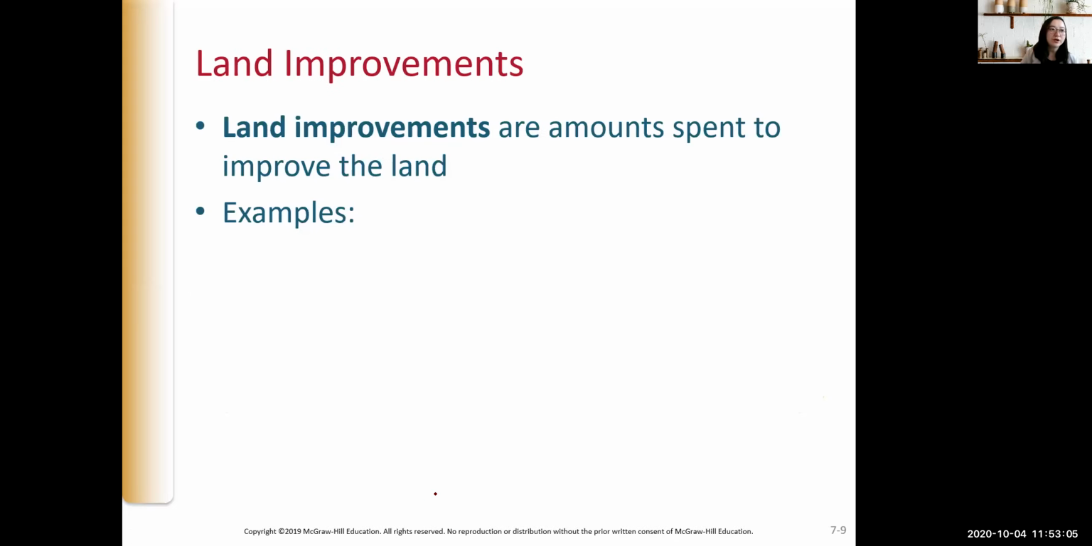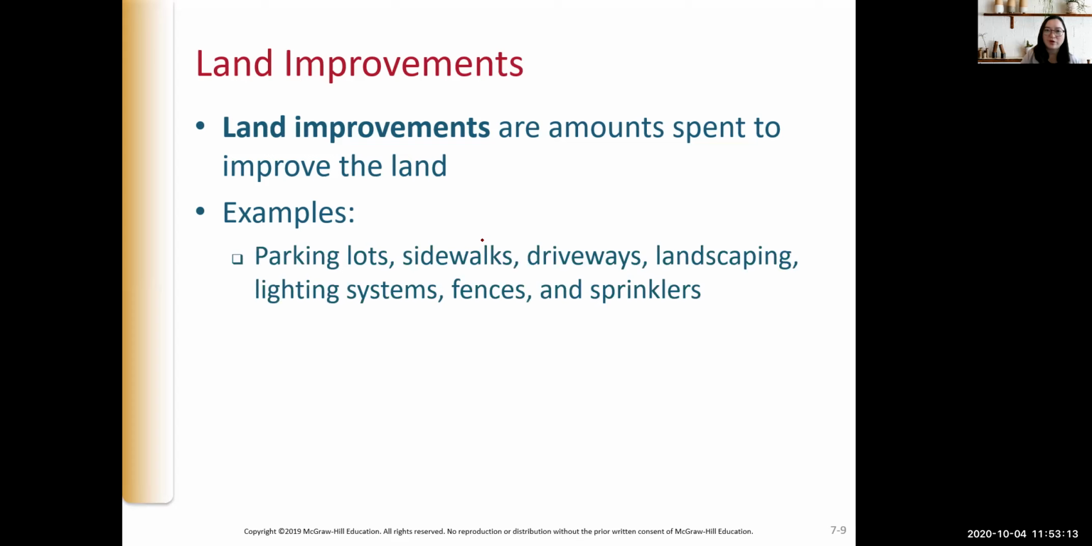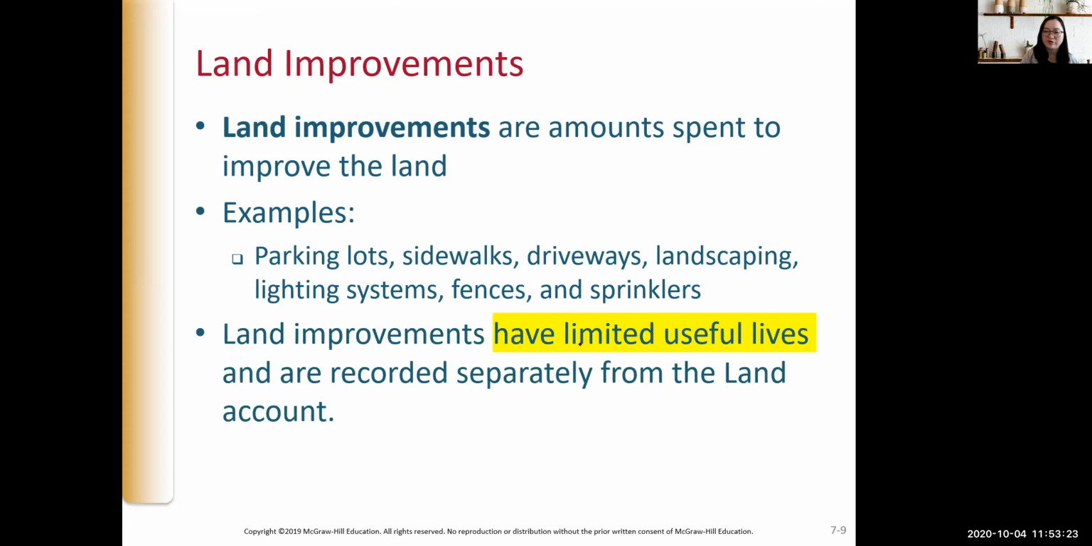Okay, and then we talk about land improvements, such as the many things that you can spend on to improve the land. For example, you want to build a parking lot, or sidewalks, driveway, landscaping, lighting system, fence and sprinklers. Those land improvements usually have a limited useful life, and therefore their useful life is not comparable to land. Land has unlimited life, okay? So therefore land improvements with those limited useful lives have to be recorded separately from the land itself, okay?